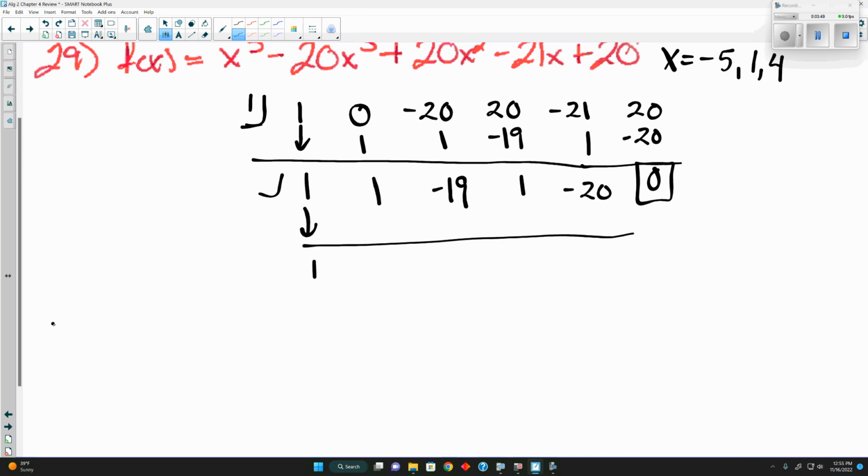Which one do we want to use next? We can do 4 next. 4 times 1 is 4. 4 plus 1 is 5. 4 times 5 is 20. -19 plus 20 is 1. 4 times 1 is 4. 1 plus 4 is 5. And 4 times 5 is 20. -20 plus 20 is 0.